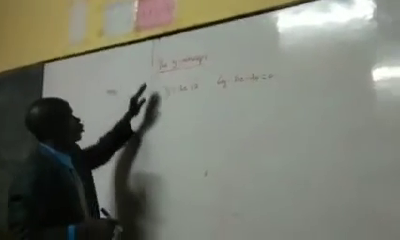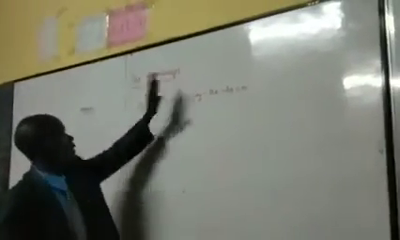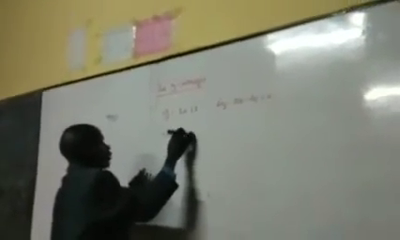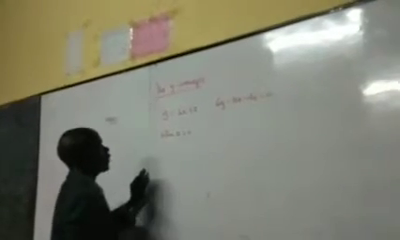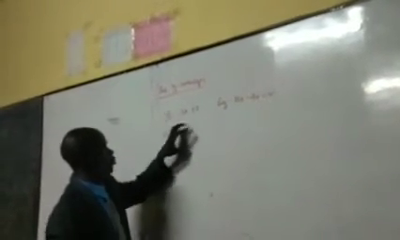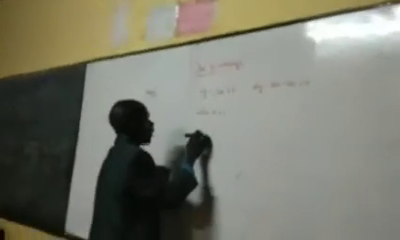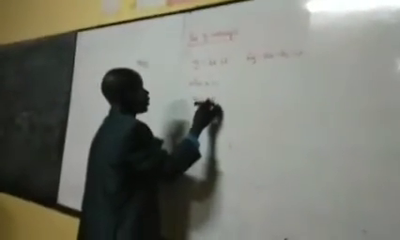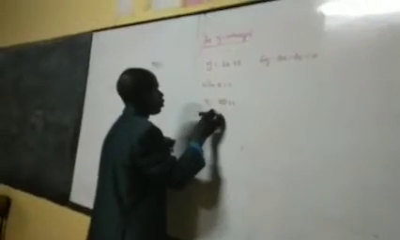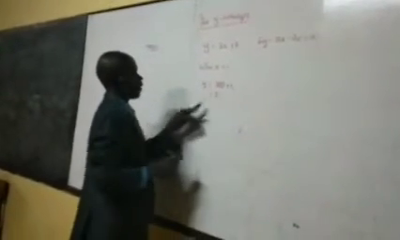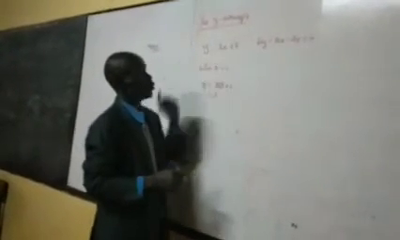Now, we want to look at the y-intercept. The y-intercept is only found when x is equal to 0. So, when x is 0 in this case, what do we have? y is equal to 3 times 0 plus 2. Therefore, y is equal to 2, and the y-intercept will be 2.